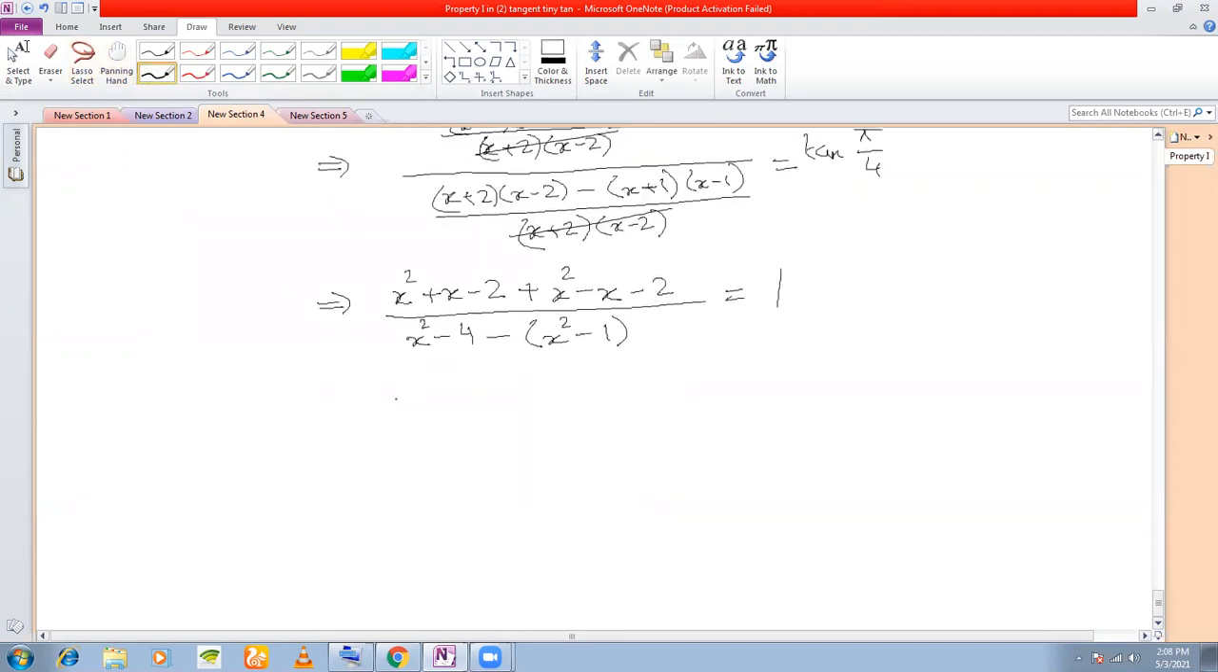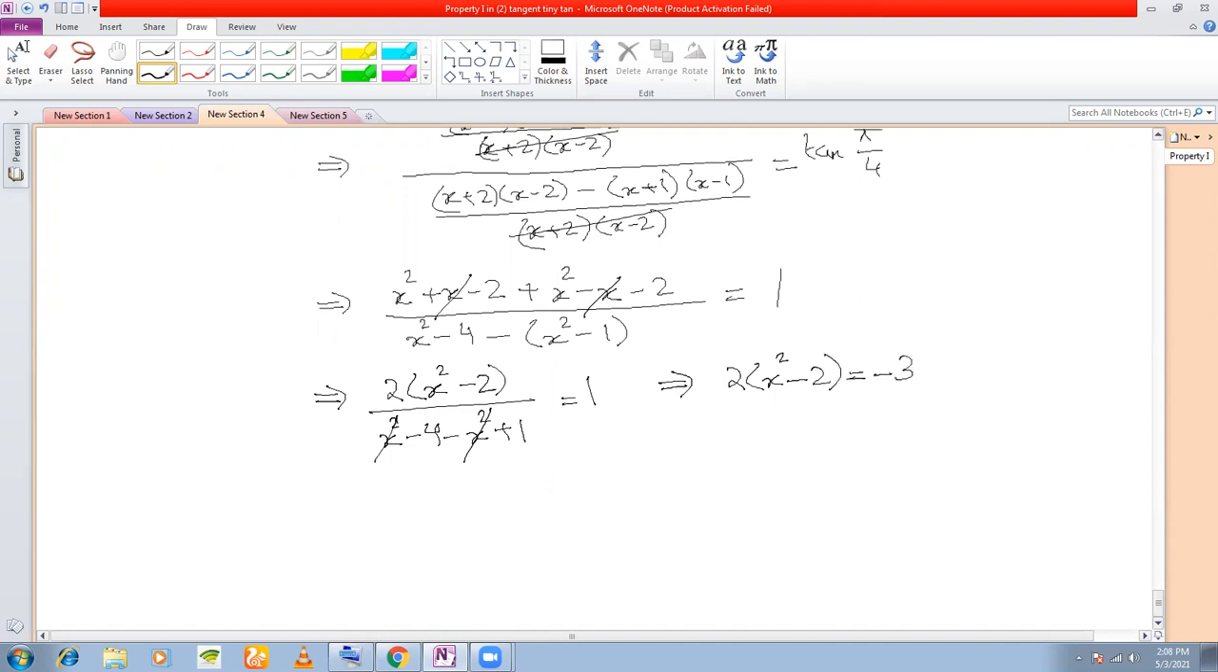Okay, so now you simply cancel: in the numerator, plus x minus x cancels, and you're simply going to get twice of (x square minus 2). And here in the denominator, you open the brackets, x square minus 4 minus x square plus 1, so x square and x square cancel out. You're only left with minus 4 plus 1 in the denominator. Now you cross multiply. So you get twice (x square minus 2) is equal to minus 3.